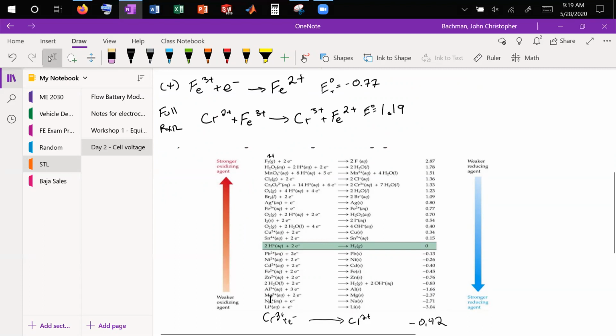And for example, lithium and sodium, right? They're on the far left of the periodic table.